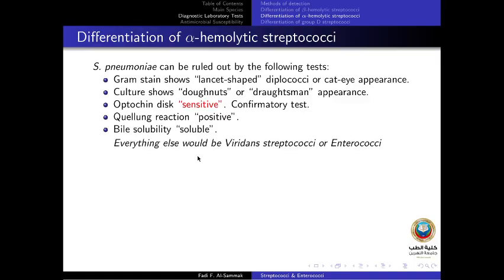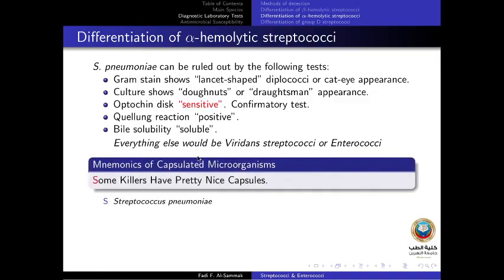Okay, so now this test will tell us whether we have pneumonia or not. If not, then most probably we are dealing with viridans streptococci or enterococci. Now this statement is just a mnemonic for the capsulated microorganisms that you're going to encounter in your study in this course, and some killers have pretty nice capsules.